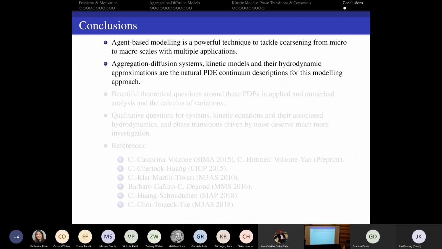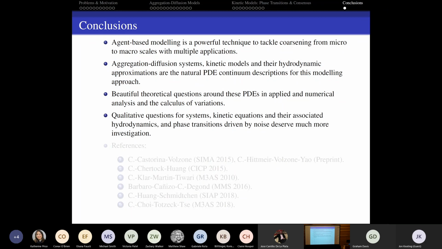And in this kind of models, there are equations called aggregation-diffusion equations, which are the ones that I showed you, and kinetic models, which have different approximations, and all of them are the natural PDE continuum descriptions that can be used to simplify the computations and use in practice. Also, from the pure mathematical point of view, they are beautiful, at least to me. Even if you don't understand the gradient and the Laplacian or the divergence, they are beautiful to me in the sense that they are so simple and can have these complicated structures.